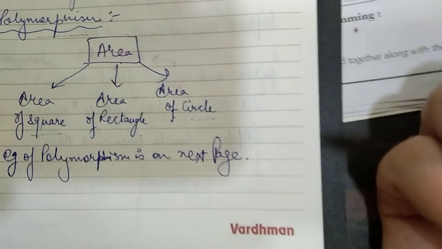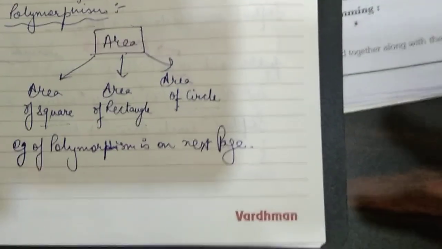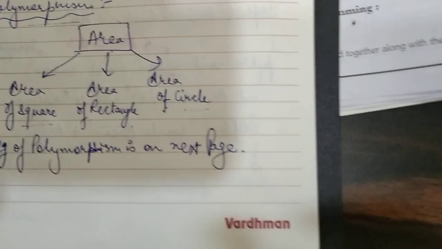The question that will come into your mind is that how can a compiler think that which method is being called. I'll show you one example.